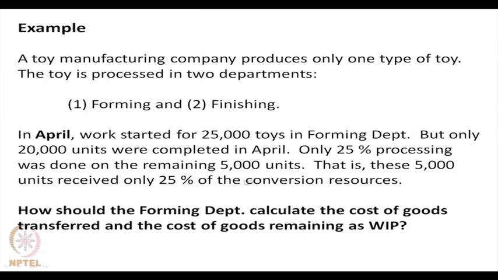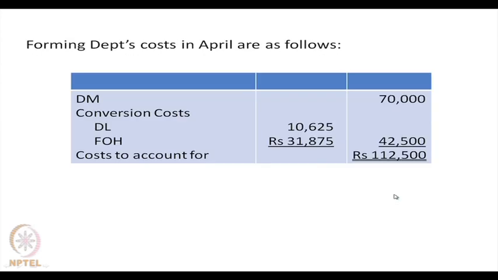So, if this is the situation, then the question is, how should the forming department calculate the cost of goods transferred and the cost of goods remaining in its own department as work in process. This is the question, and this work is for April. Let us see how we go about it. First of all, we collected the data.